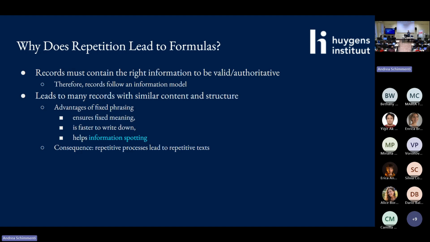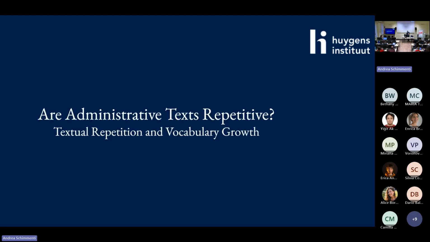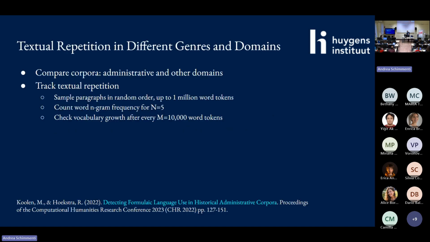If you know what formula to look for, it's much easier to spot the information. So there's probably multiple reasons why this happens, and our idea is that this then leads to very repetitive text. Okay, so that's the theory so far. Now the question is, are administrative corpora actually more repetitive than other corpora? So we want to do a comparative analysis.